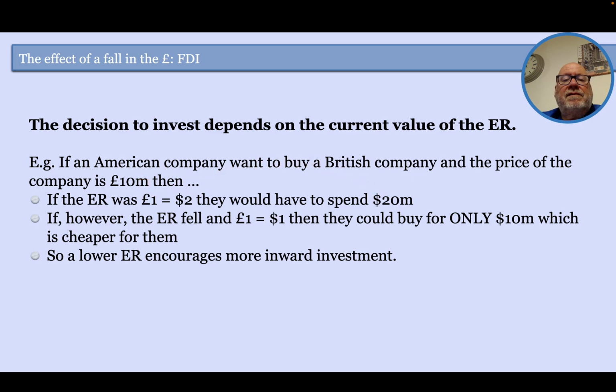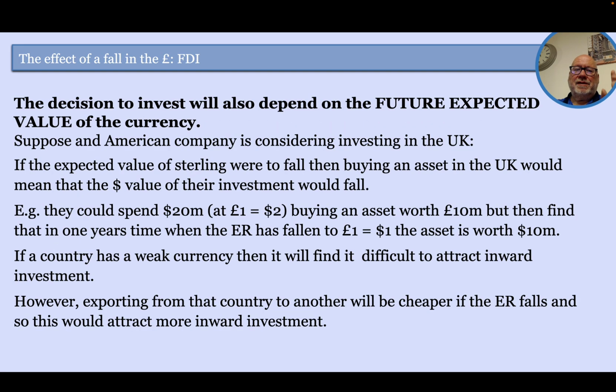Okay, if then the exchange rate fell to 1 to 1, right, fall in the value of the pound, it means that they only have to spend their 10 million in order to buy UK companies. So the current value is, if the value of the pound goes down, it's cheaper for companies overseas to buy British assets, and so they're going to come in and there's going to be more inward investment. Okay. However, let's have a look at the future value.